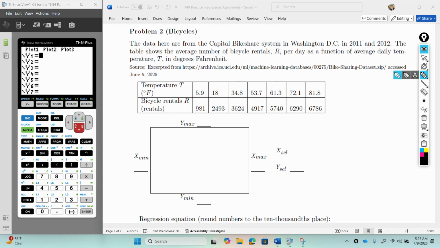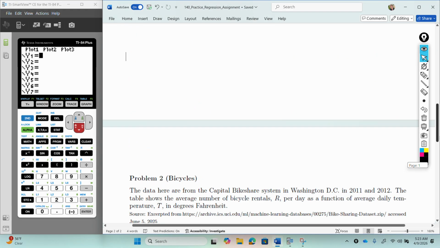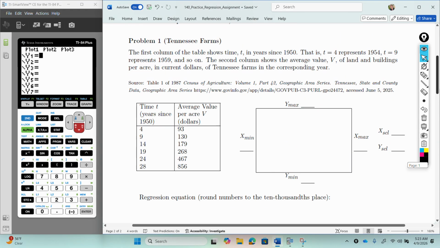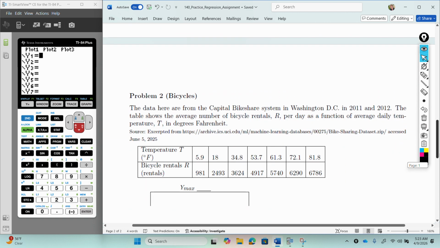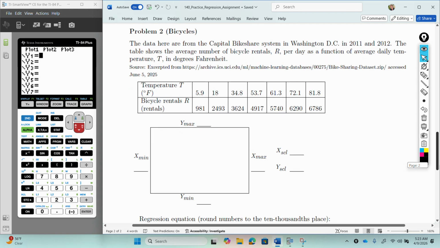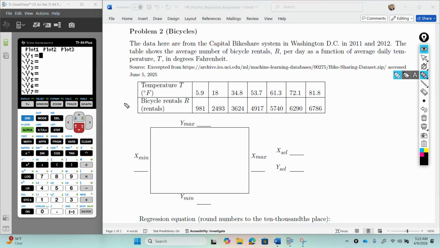And this time, so last time our table gave our values vertically in columns. So that first column was our X values and the second column was our Y values. But this table, our X and Y values are in rows. So the first row I'm going to take as my X values. The second row I'm going to take as my Y values.